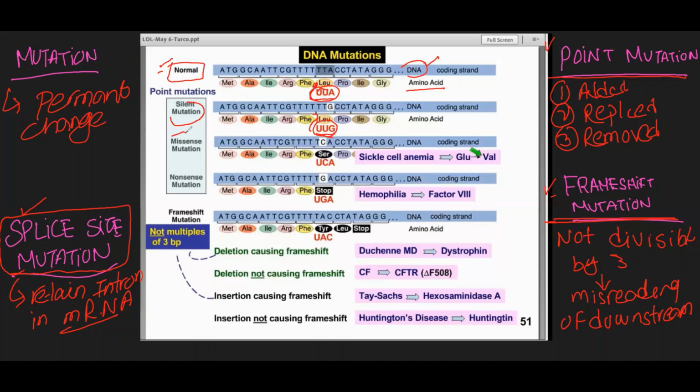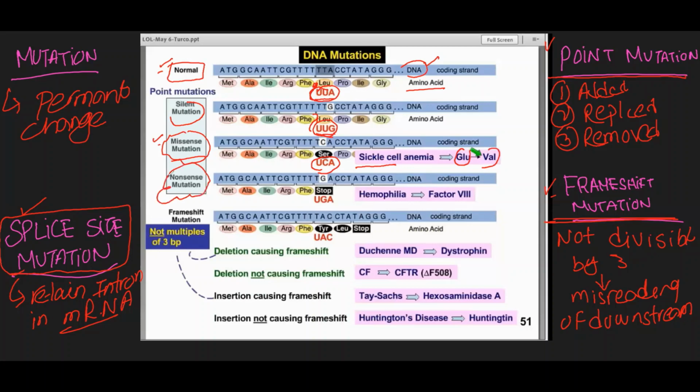So next is the missense mutation. What happens in the missense mutation? Basically this middle cytosine takes the place of the thymine. What happens when this thymine is replaced by cytosine? The genetic code represents another amino acid, which is abnormal. An example of the missense mutation is sickle cell anemia, where glutamate is replaced by the valine amino acid at one place.